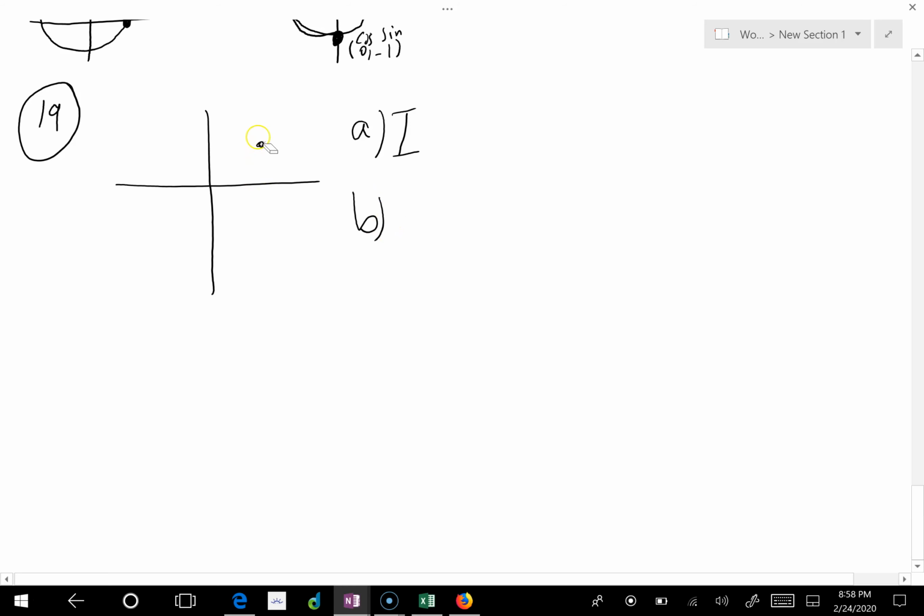Part B, it says sine negative, so that would be either here or here. Cosecant negative means 1 over sine is also negative. So 1 over sine is negative, it could be here. So it could be quadrant 3 or quadrant 4. Either.